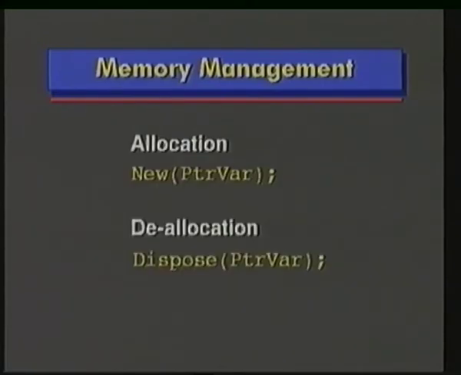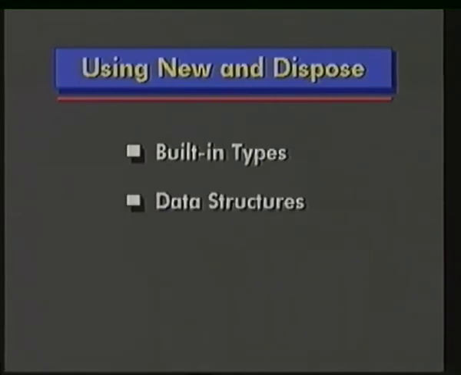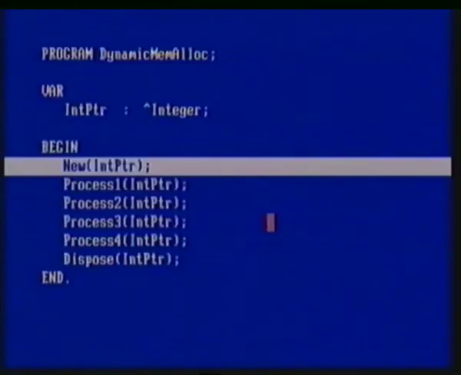The best reason to use pointers is to dynamically allocate and deallocate memory. This lets us provide memory in our programs on an as-needed basis and recover memory when we're no longer using it. As you might have guessed, we'll use the new procedure for memory allocation and the dispose procedure for memory deallocation. We can use the procedure new to allocate memory for the basic data types, or for data structures like arrays or records. All we need to do is declare a pointer variable of the appropriate type. Here we see an integer variable being allocated by means of the integer pointer int pointer.